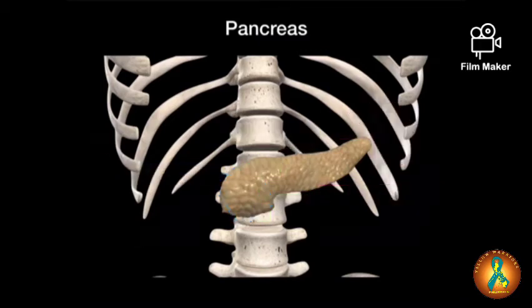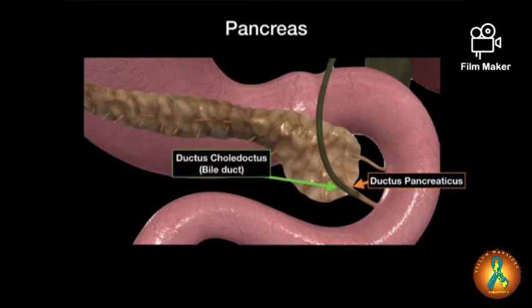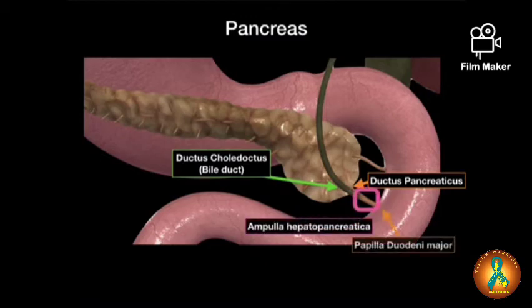Alright, now if we go back to this picture again, this is the posterior view of the pancreas after removing some parts of it. Just a quick review of the bile pathway again. Here is the pancreatic duct, which joins the bile duct, the ductus choledochus, and forms the hepatopancreatic ampulla and enters the duodenum as papilla duodeni major.